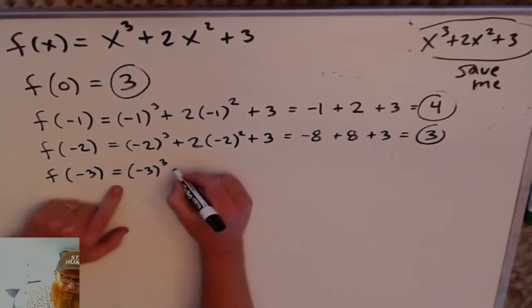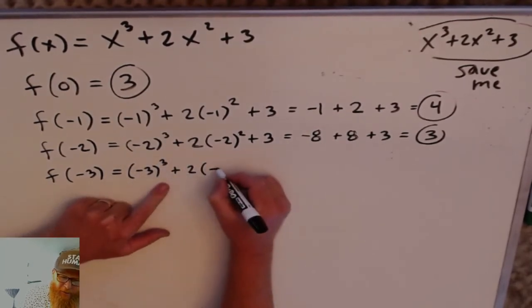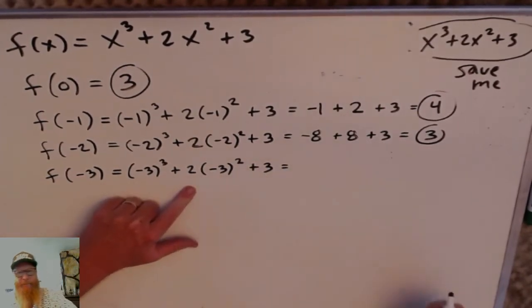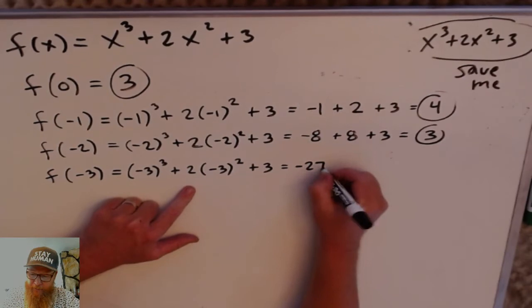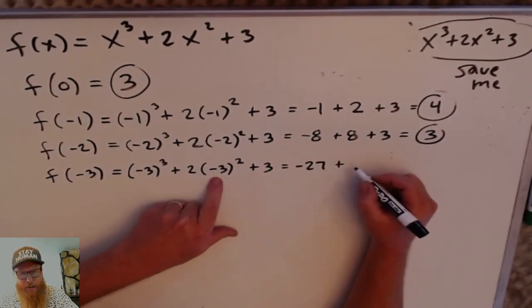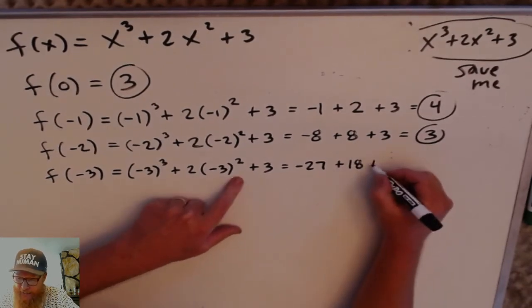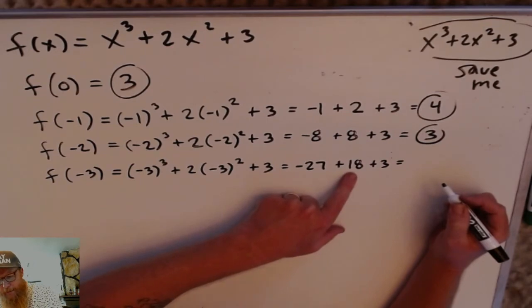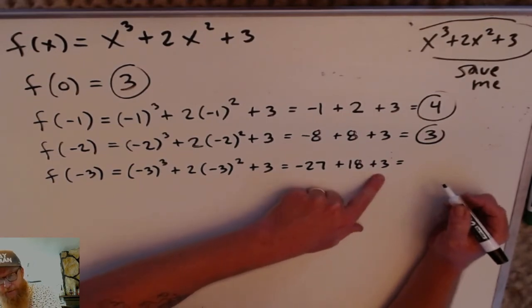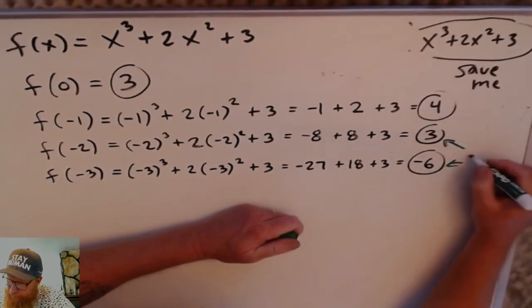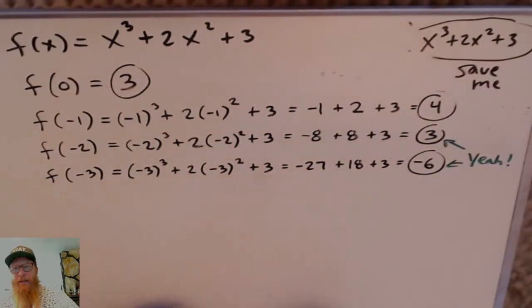Negative 3 cubed plus 2 times negative 3 squared plus 3. That's negative 27 plus negative 3 squared is 9. 9 times 2 is 18 plus 3. Here we go. We got it. Negative 27 plus 18 is negative 9. Negative 9 plus 3 is negative 6. Yay, we found it. So we want opposite signs.